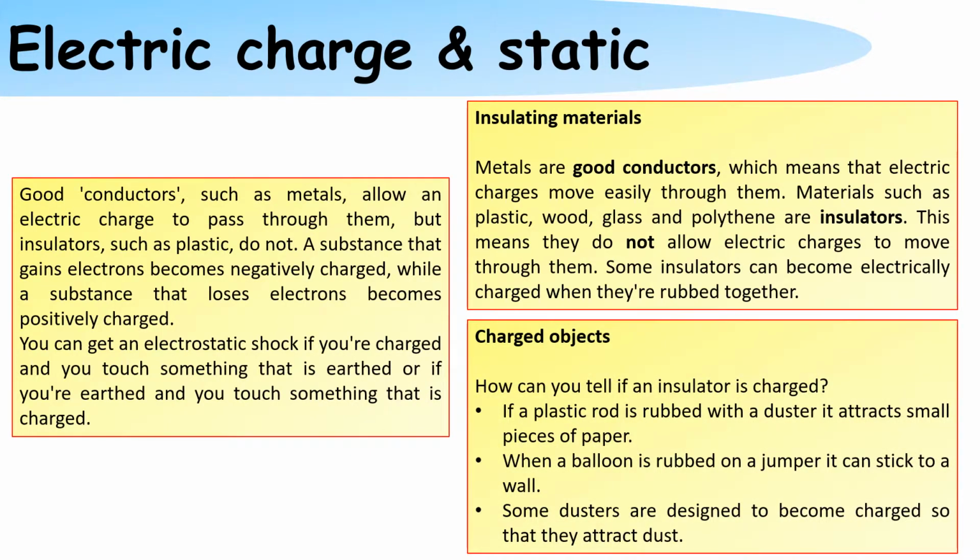So, in an exam, it might ask you how we can tell if something's been charged. If a plastic rod is rubbed with a duster, it attracts small pieces of paper. If a balloon is rubbed on a jumper, then it can stick to the wall. Some dusters are particularly designed to attract dust. In all three of these cases, it's because they've become charged, so will attract oppositely charged materials or materials with no charge to them.